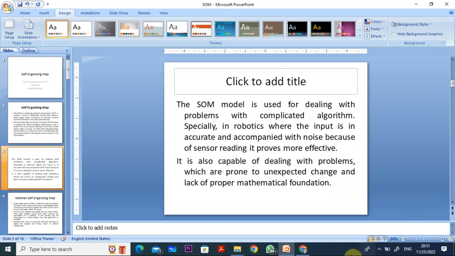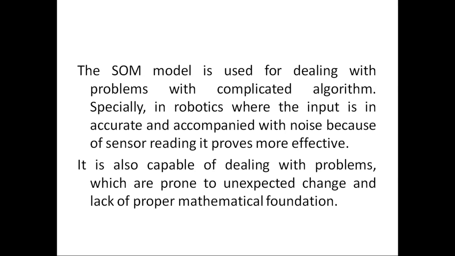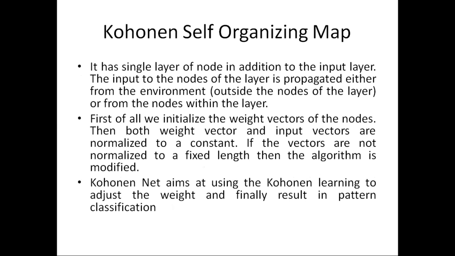Then if you come to the details, this SOM model is used for dealing with problems with complicated algorithms, and especially in robotics where the input is inaccurate and accompanied with noise because of sensor reading, it proves more effective. Is it clear? So especially we use it in robotics where the input is not accurate, and there are also some noises, maybe because of the sensor reading or the cameras we are using. It is also capable of dealing with problems which are prone to unexpected changes and lack of proper mathematical foundations. Those cases also it is suitable.